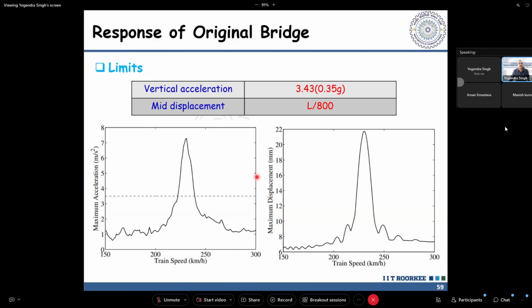So the limits are like this: the vertical acceleration should not be more than 0.35 g, and the mid-span displacement should be within L/800. So if we look at the maximum acceleration, this is exceeding, but if we are looking at the maximum displacement, that is well within the limit, L/800. So it is within that limit for this bridge, but the acceleration is exceeding. So we need to do something to minimize this acceleration.